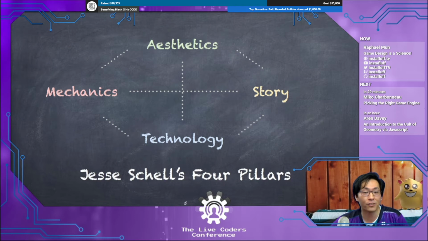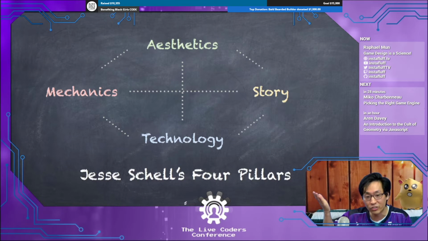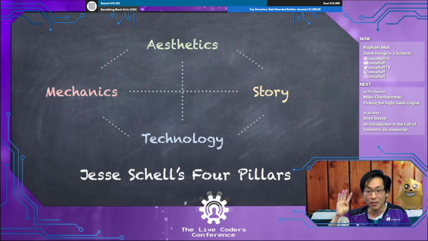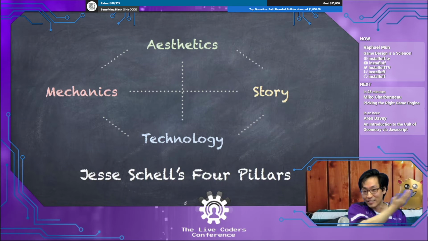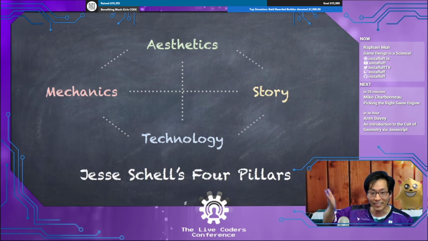I'm going to give you some tools to start to analyze and understand what game design is really about. One of the ways you can think about it is from an amazing professor from Carnegie Mellon, my alma mater. He's a professor of entertainment technology, and he developed the concept of four pillars. The four pillars are aesthetics, story, mechanics, technology.